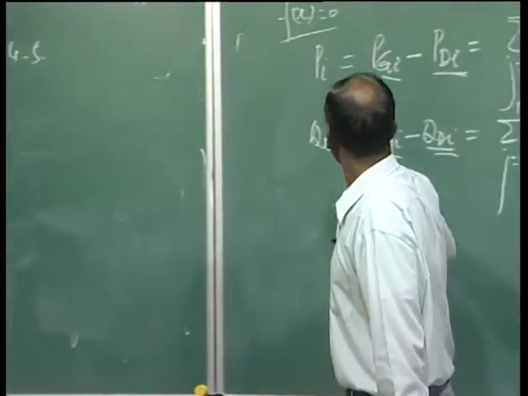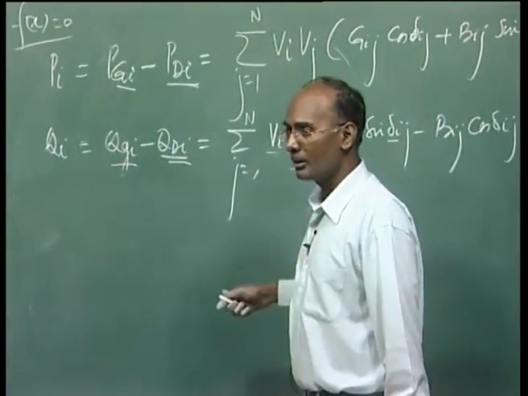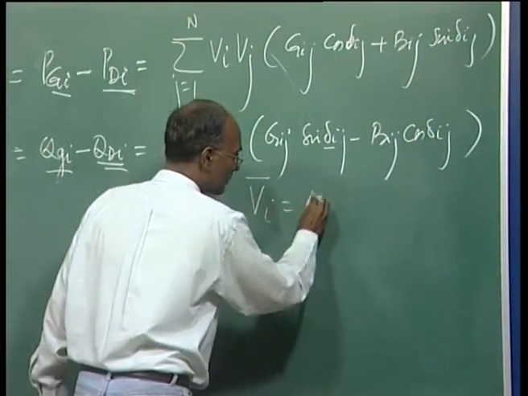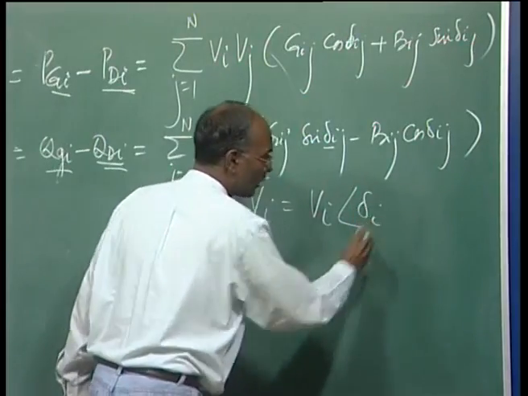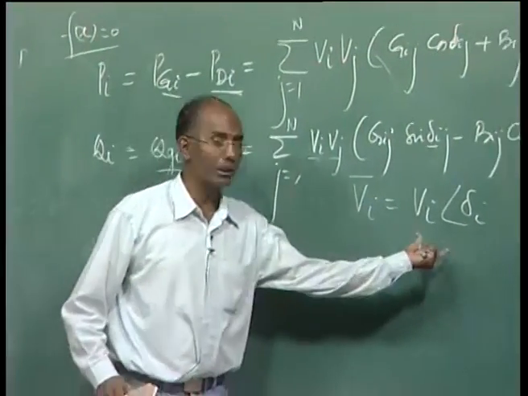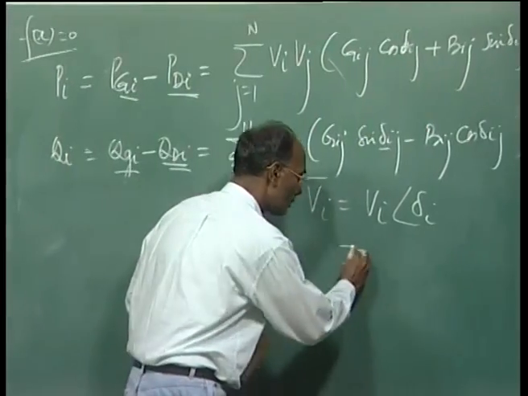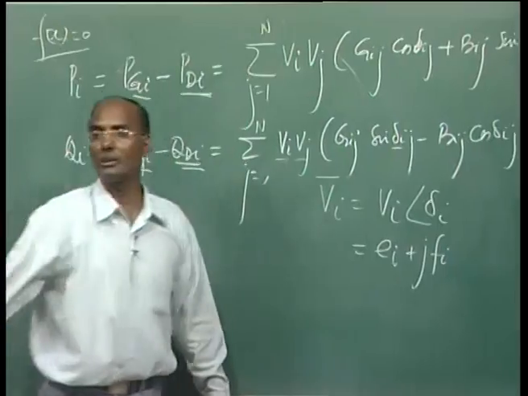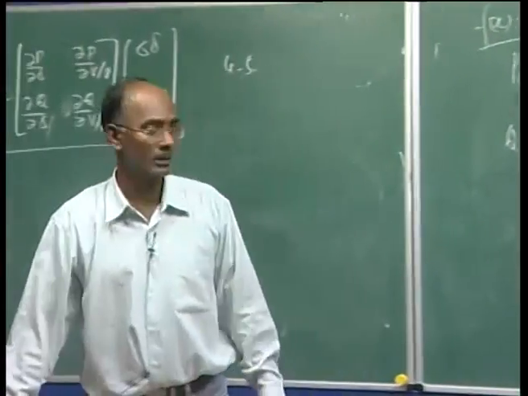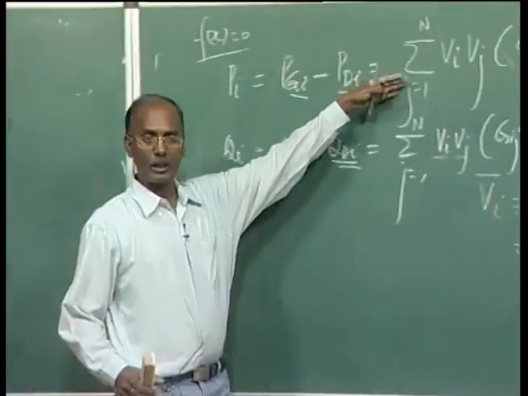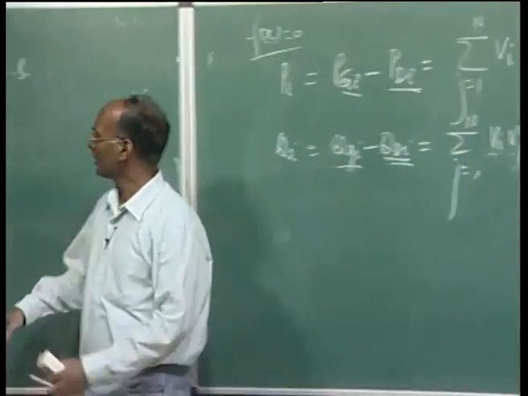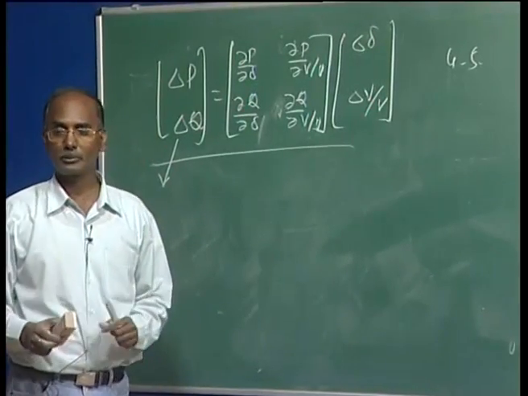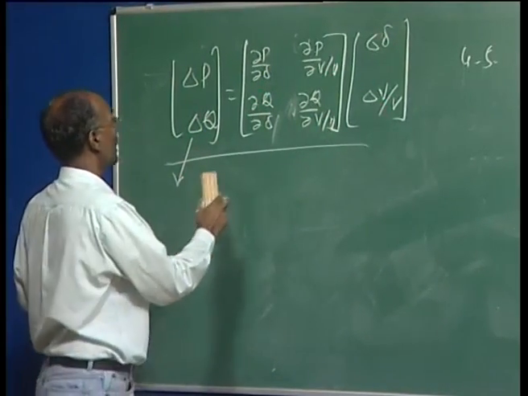We have another one where we write this equation in rectangular coordinates. Here, we wrote the voltage at any bus I as magnitude V_i angle delta_i. This is called the polar coordinate representation. We can also write it as E_i plus jF_i, meaning real component and imaginary component, and then it is called rectangular coordinates. Then you can modify this equation accordingly. In that case, you modify this again, and it will be called the Newton-Raphson in rectangular coordinates.